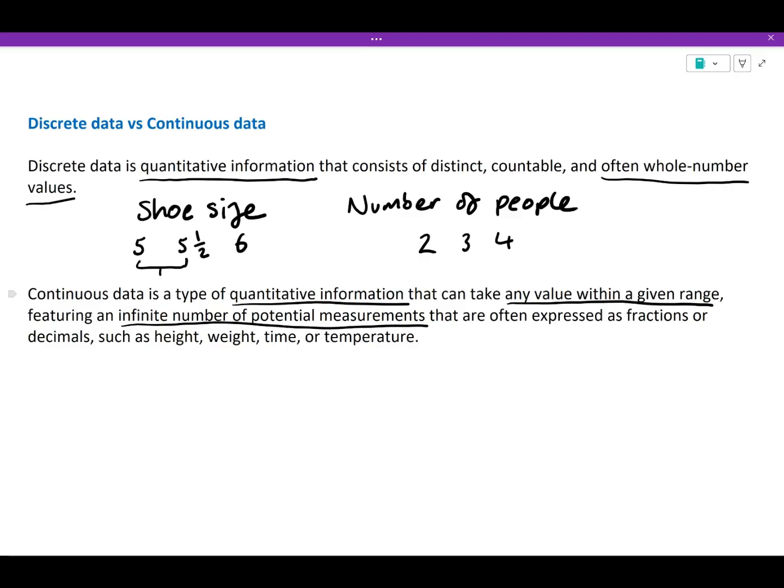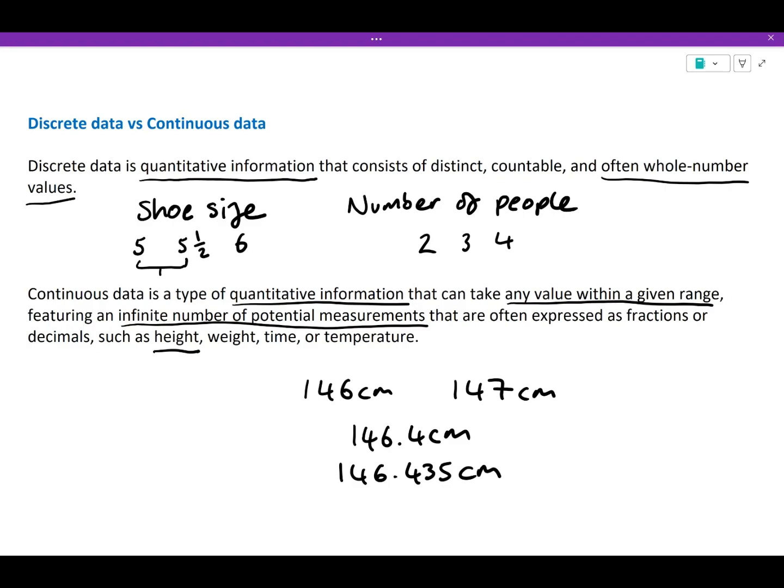Now let's consider some examples. I'm going to take height, which is the first one stated here. Well, you could be 146 centimeters tall. You could also be 147 centimeters tall. However, you could be 146.4 centimeters tall, you could be 146.435 centimeters tall, and so on. You can keep going to that extra degree of accuracy. Therefore, even between the 146 and the 147, there are an infinite number of possible heights because you can keep going to that extra decimal place. Hence why this is considered continuous.